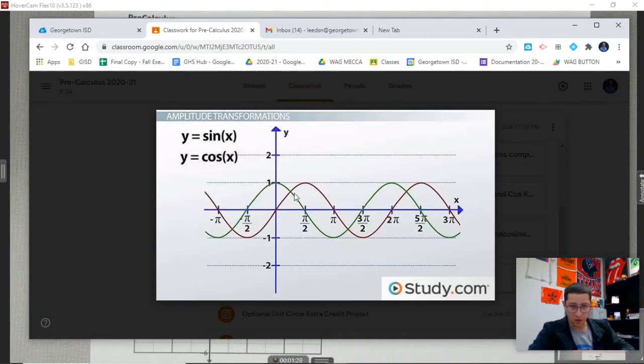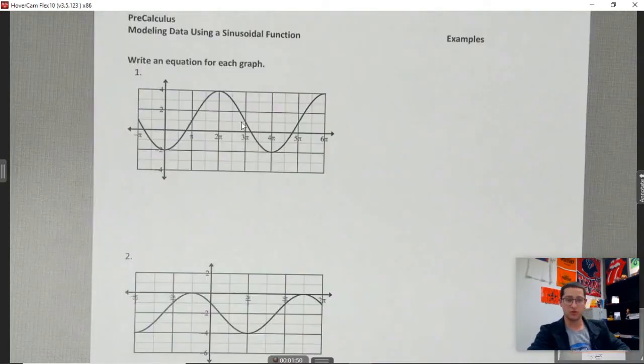So this one is my cosine. If I were to write a sine graph with a phase shift, it would be the same one, so they end up overlapping. It's just that one is shifted over, or you can even think about it being shifted left. So there are multiple different ways to get an equation from a graph, and let's go ahead and demonstrate that with examples.